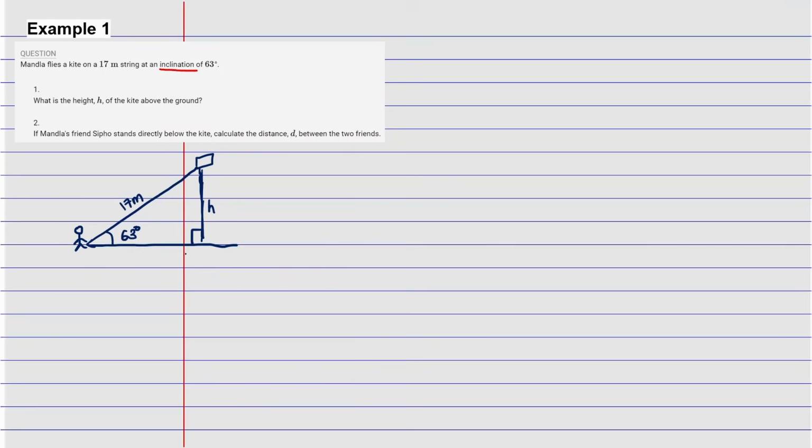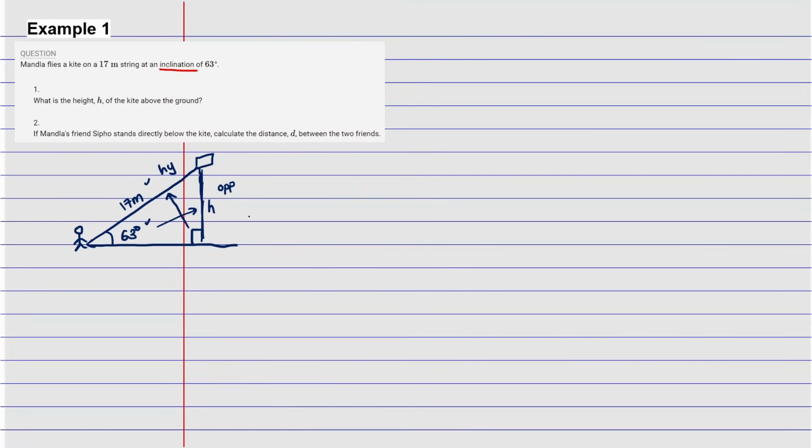Since this is a right angle triangle, we can use trig ratios to solve this. So what are we given? We're given the angle, and we're also given the hypotenuse. So we're looking for the opposite, because that's the one that we need. Then this is the hypotenuse because it's opposite to this square. So this is going to be the hypotenuse.